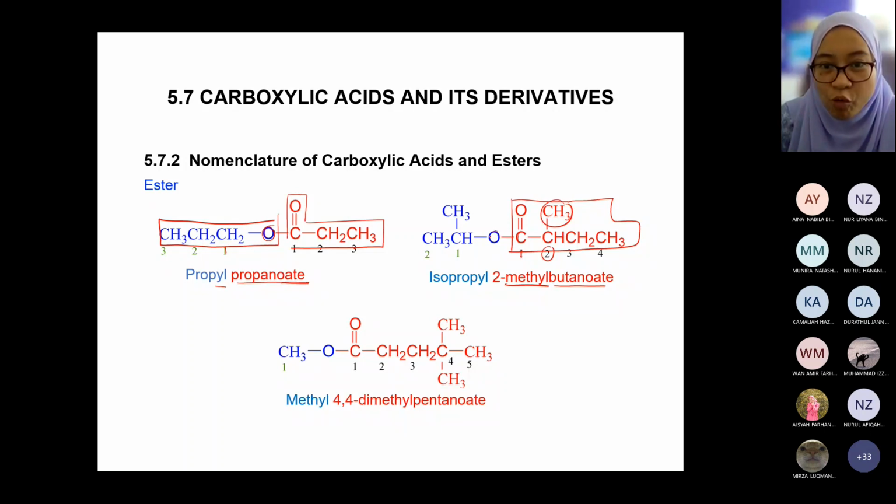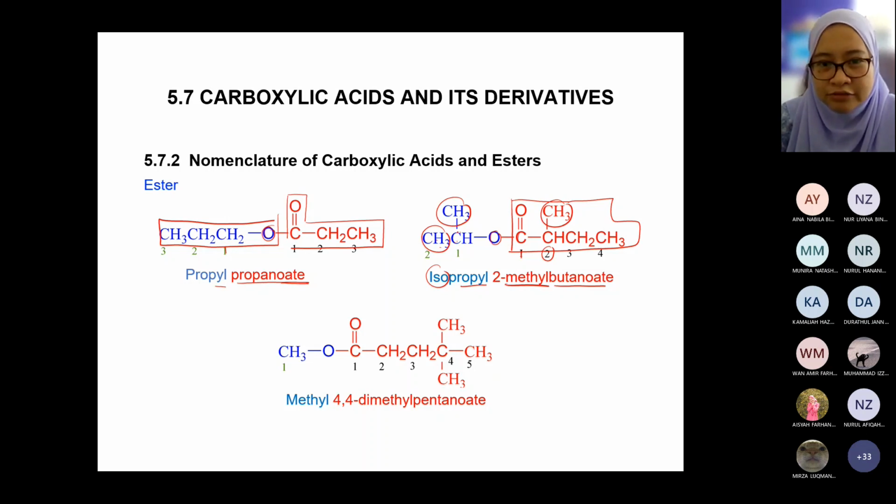This part yang O sahaja ni adalah alcohol punya part. Okay, alright. So this alcohol punya part is known as isopropyl. Kenapa? Sebab dia ada 2 methyl dekat situ. And then dia ada 3 carbon. So propyl because dia ada 3 carbon. Iso because it has methyl group. Kalau tak nak pakai isopropyl, tak apa nak pakai style IUPAC yang biasa tu.